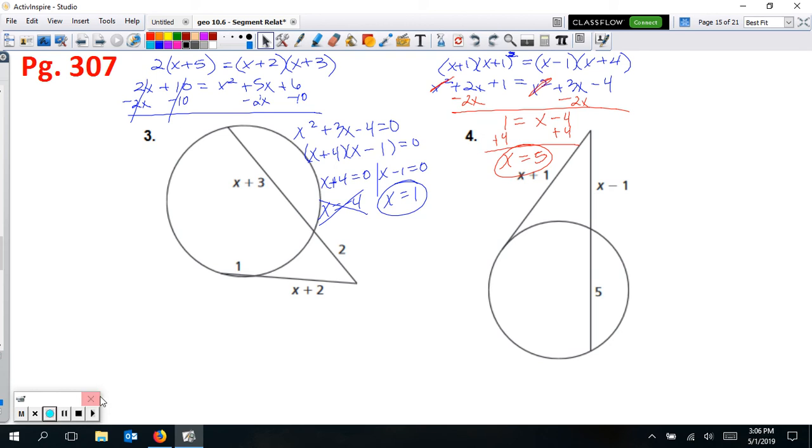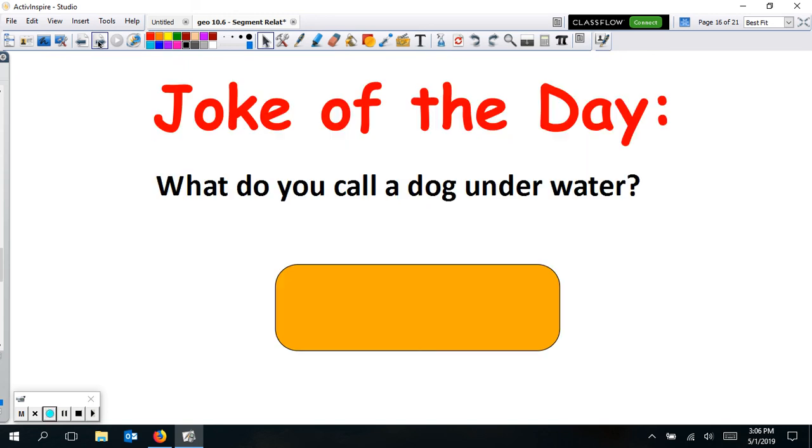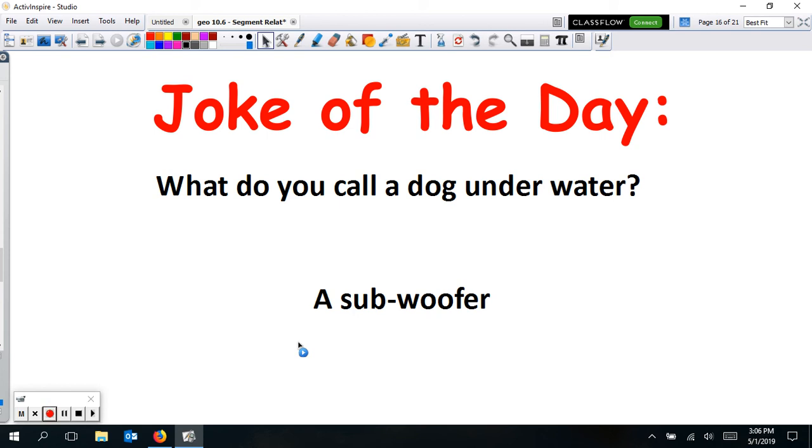All right, so let's go ahead and look at a little joke of the day for today. Our joke of the day is, what do you call a dog underwater? What do you call a dog underwater? A subwoofer. Subwoofer. I said it real deep.